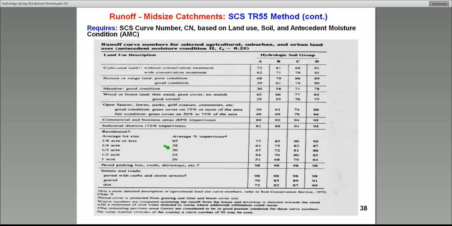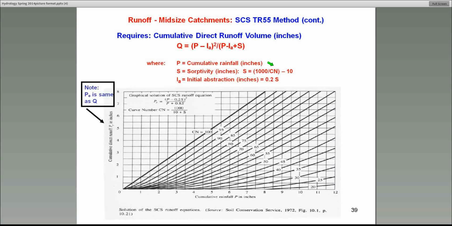On the other hand, if you use, for example, pasture or cultivated land, those curve numbers are obviously based upon experimental work, so there's no compositing involved there, so you should be okay with those curve numbers. I'll show you an example how to use that in a minute. And finally, the equation that they use for determining rainfall excess is this equation.